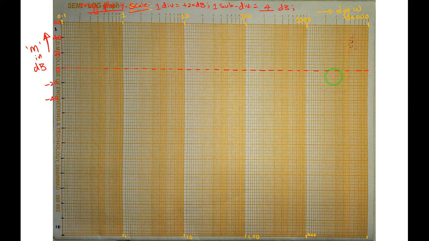Is anybody doing this parallelly with me? Is a similar sheet there? If you are doing, you can unmute yourself and respond. I am doing. Okay, nobody is doing, I think. Okay, no problem.